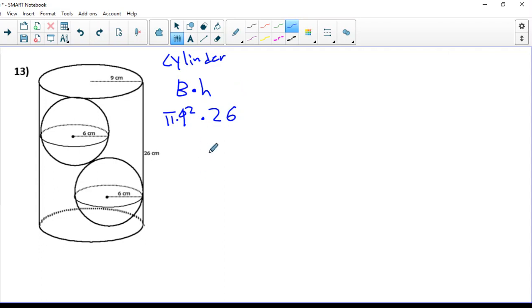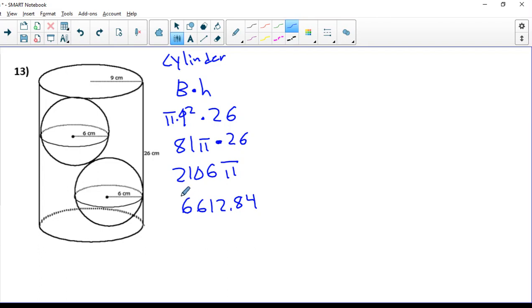There we go. Okay, so 9 times 9 is 81, and then times 26. I need to multiply these together, and I get 2,106 pi. All right, so remember, use 3.14 for pi, multiply these together, we're going to get 6612.84. All right, and this would be cubic centimeters.